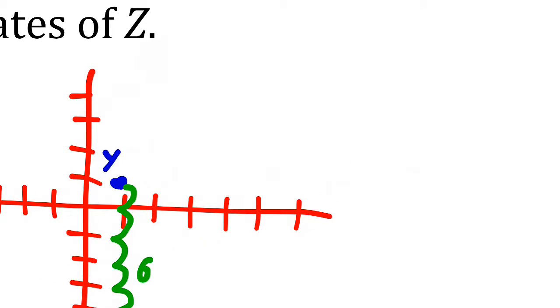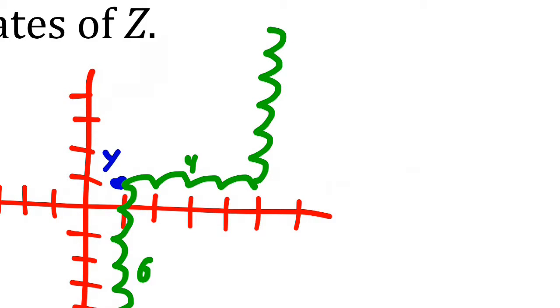So now I'm going to go over 1, 2, 3, 4. So I went over 4 again, and then I have to go up 6. 1, 2, 3, 4, 5, 6. This is where Z is at. We found him. The question is, what are the coordinates? We've got to give the coordinates.